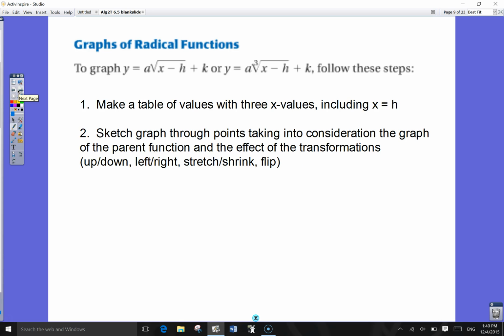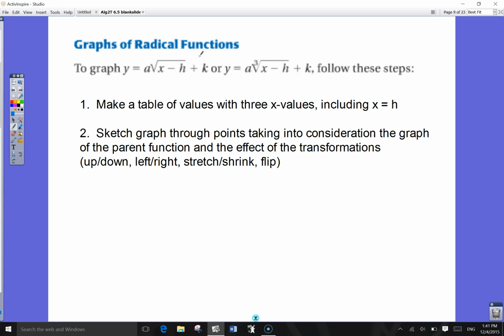Okay, now we're going to graph some radical functions. And these are not the steps in the book. In the book, they would have you graph y equals a times the square root of x minus h plus k. They would have you graph the a times the square root of x. So stretch it, shrink it, plot points, and do all that. And then apply the minus h and plus k. So up, down, left, and right.